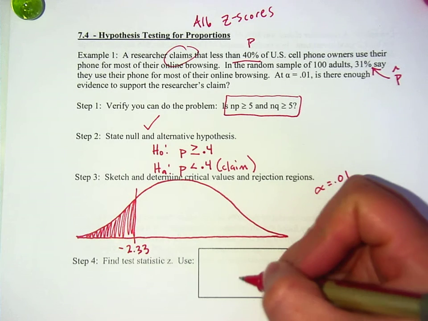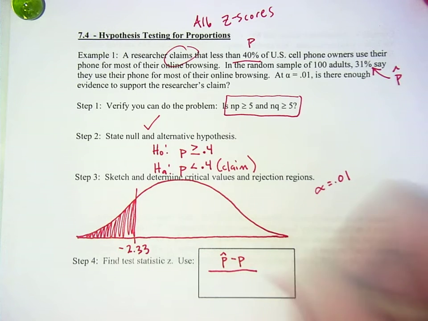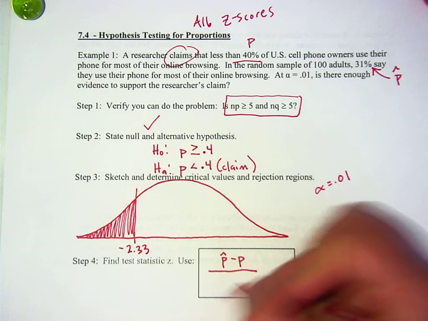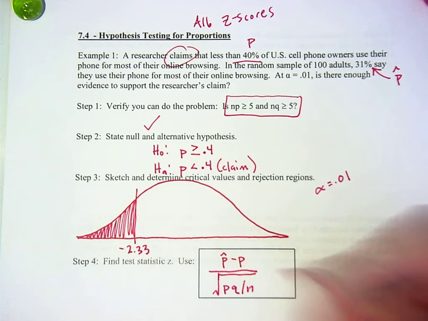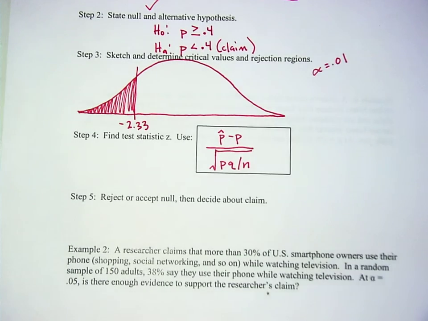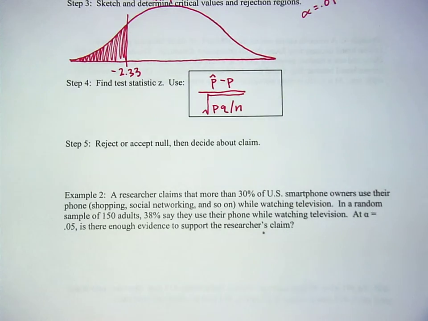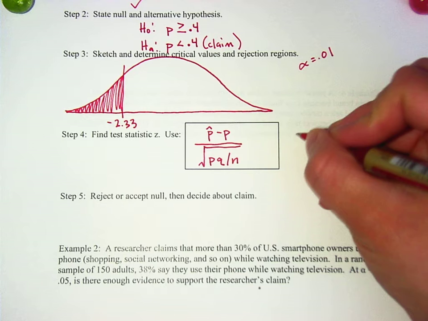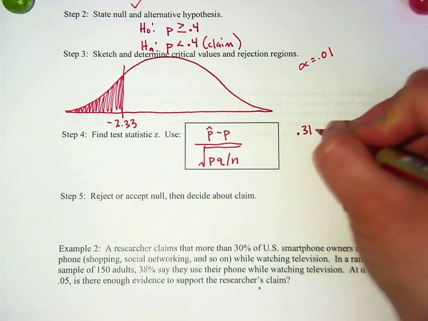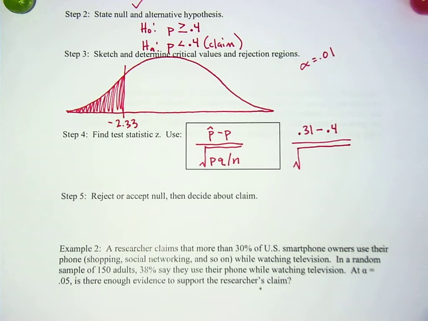The formula is p hat minus p over, this is kind of looking familiar now, like x bar minus mu, right? P hat minus p. On the bottom is that standard error, which is p times q divided by n underneath the square root. Okay, so p hat was 0.31 minus 0.4 over the square root of, what should I put underneath the square root?